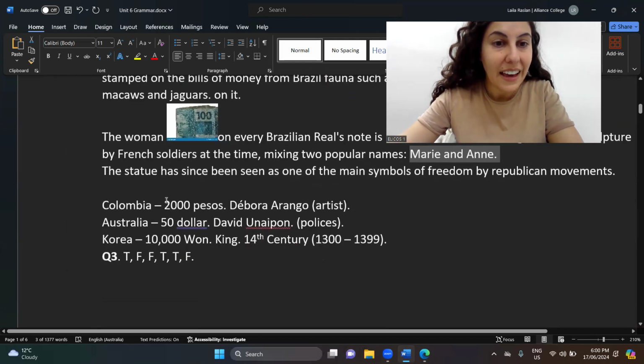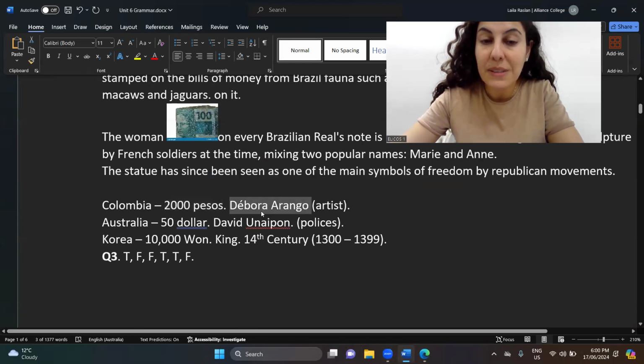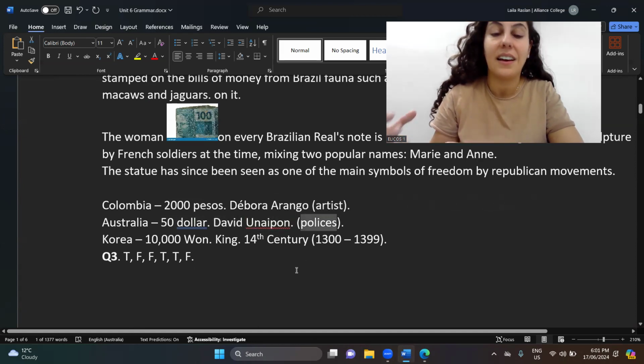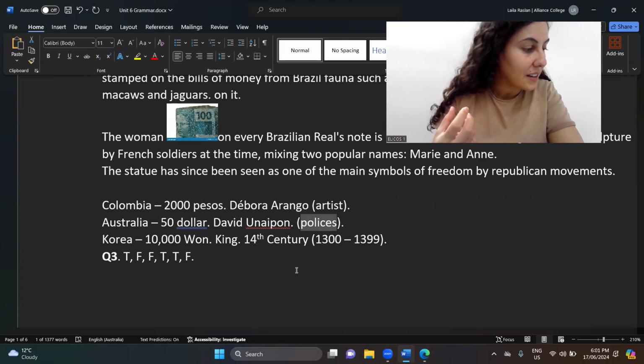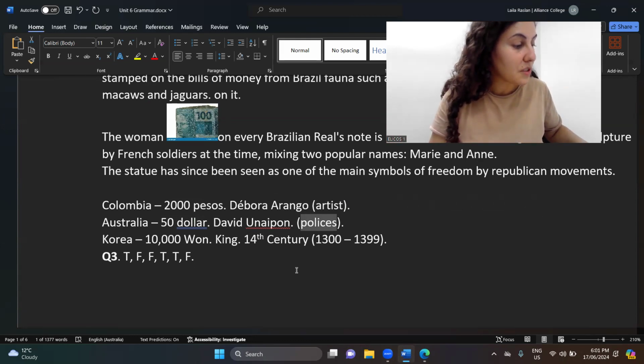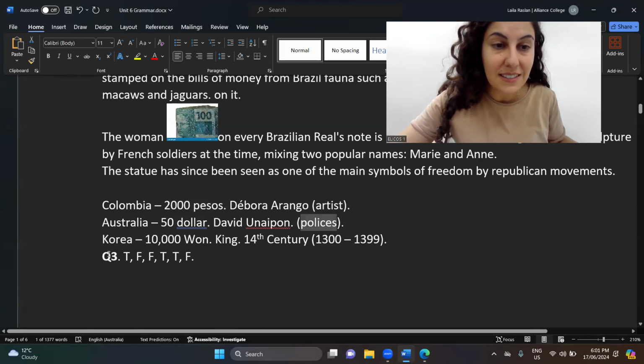In Colombia, they have the 2,000 pesos note, and it has a woman on it. Her name is Deborah Arango. She's an artist. In Australia, we have, for example, the $50 Australian note, and it has David Unaipon. He was in politics. So he's an Aboriginal man who was known to be good at being an author, a publisher. He invented things, and he was just a good public speaker in politics.